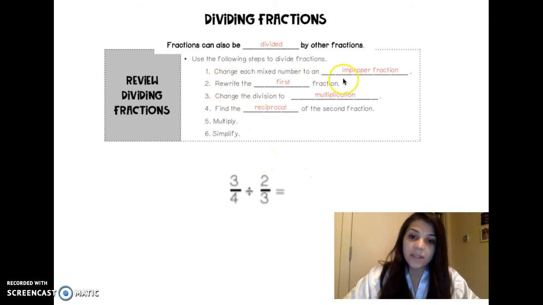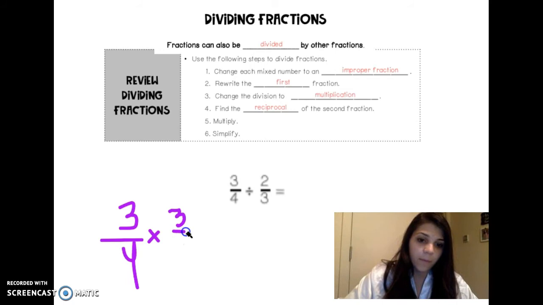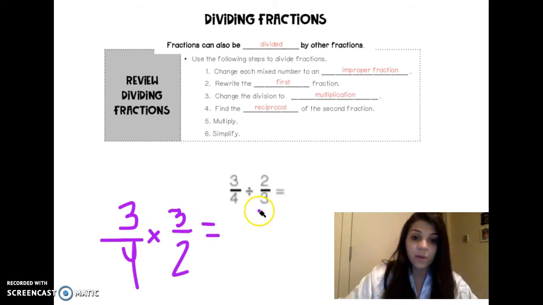It says to change each mixed number to an improper fraction. There's no mixed numbers, so we can skip that one. Rewrite the first fraction. So we would rewrite 3 over 4 right here, our keep. Then it says to change that division to a multiplication sign and to flip our second number. So we should have our reciprocal of 2/3 would be 3 over 2. Whoops. And we multiply straight across. So I have 3 times 3, which gives me 9. And then I have 4 times 2, which gives me 8.